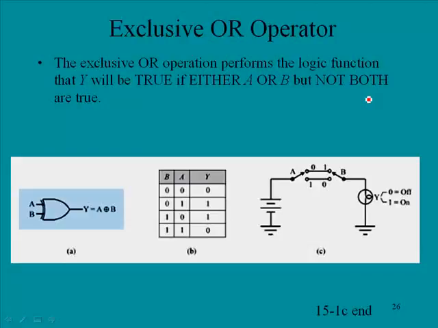Then we have the exclusive OR operator. The exclusive OR operation performs the logic function that Y will be true if either A or B, but not both, are true. So this is what we call exclusively OR, meaning that you have to have one or the other, but not both. And so you'll see here the only time that you have a valid output, a 1, is when A and B are different. So a 0 and 1 gives us an output, a 1 and a 0 gives us an output. But if it's a 1 and a 1 or a 0 and a 0, there is no output. And you see electrically you could implement this like this, where here we have a 0 and a 1 which illuminates the light, or a 0 and a 1 here which illuminates the light. But if these are switched for 0 and 0 or 1 and 1, then there will not be a complete circuit.